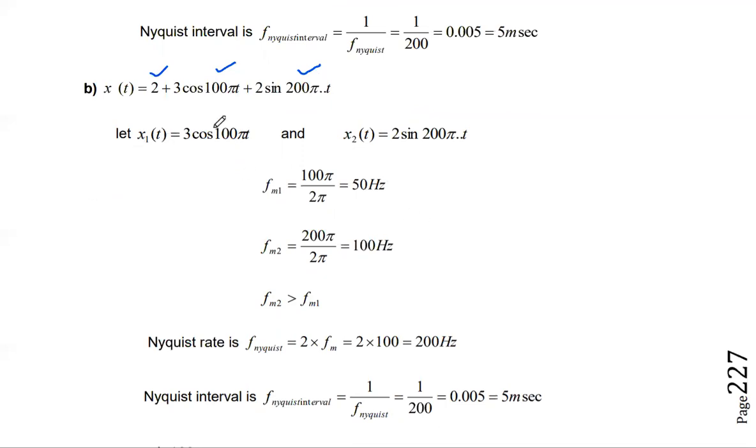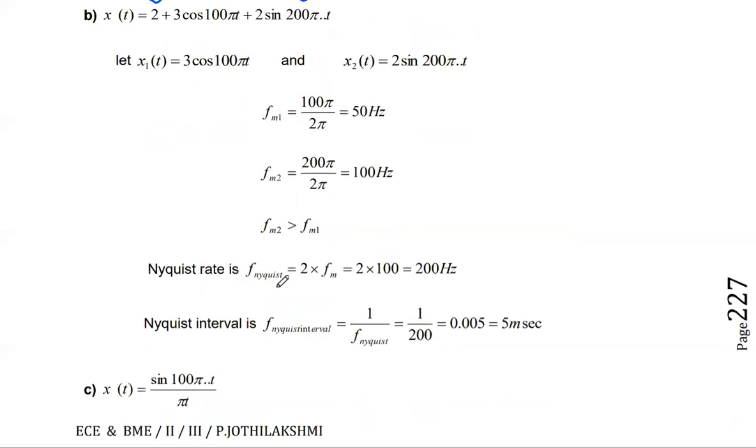So you compare 3 cos 100 pi t with the standard cosine expression. The frequency is calculated as 100 pi divided by 2 pi, so it is 50 hertz. Similarly, comparing the second equation with the standard sine equation, we get 200 pi divided by 2 pi, so the answer is 100 hertz. Out of these two frequencies, which one is the maximum? Fm2, so this is the Fm. That's why the Nyquist rate is calculated as 2 into Fm, so 2 into 100, 200 hertz.